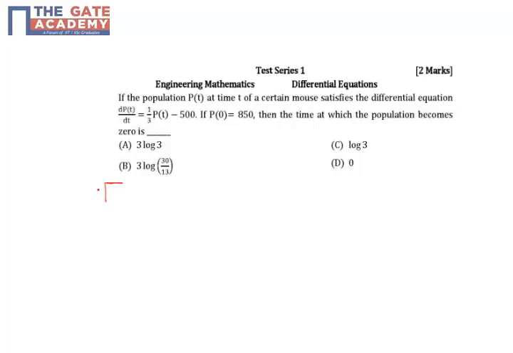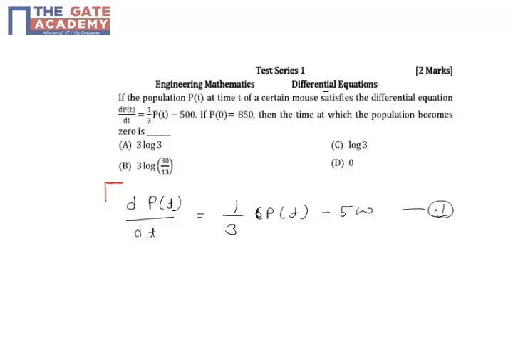Hello friends, we are solving a question of engineering mathematics for a tertiary exam. This is a question from differential equations, which gives the population of a particular town with respect to t. The variation of the population with respect to t is given by a differential equation: dp/dt = 1/3 p(t) - 500.